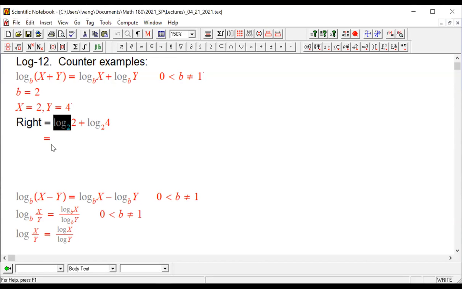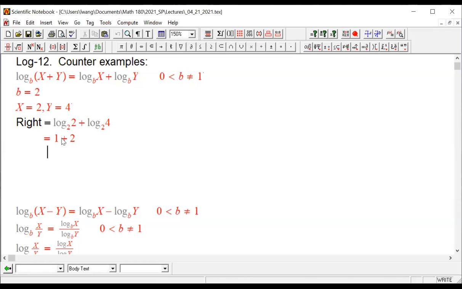Log base 2 of 2 equals 1. Log base 2 of 4 equals 2. So the answer is what? The answer is 3. So that's the right-hand side.